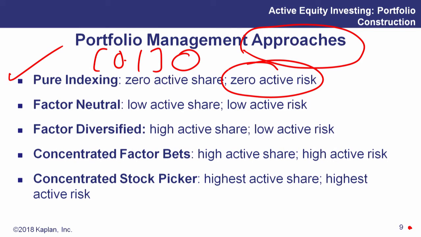And then we can play around with this. We could have factor neutral. I want low active share, low active risk. We could have concentrated factor bets. We could focus on stock picking. We could eliminate that systematic factor, and we could rely just on our stock picking. So again, a lot of approaches here. You don't need to memorize all this, but understand the concepts. How are you going to build your portfolio? And I would go into the exam with a couple of ideas of how you are going to build your portfolio.